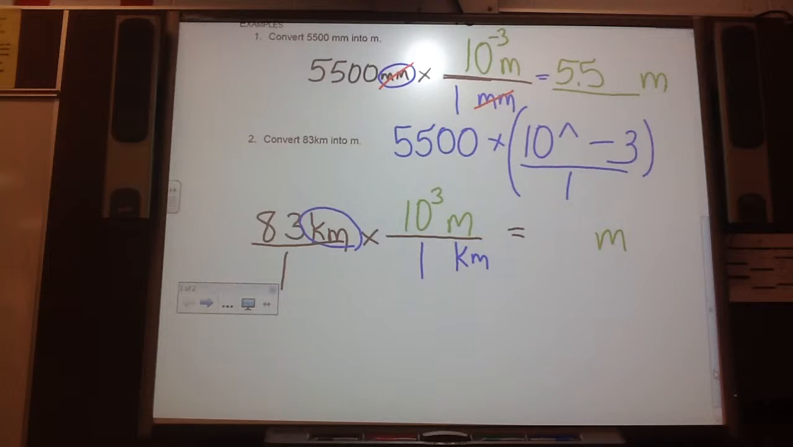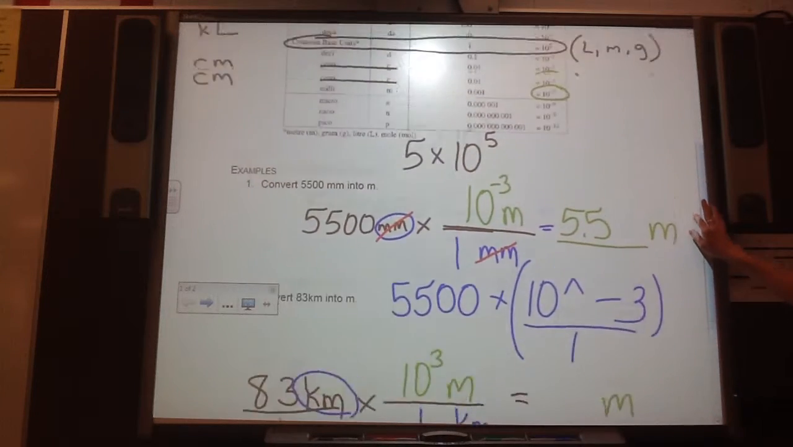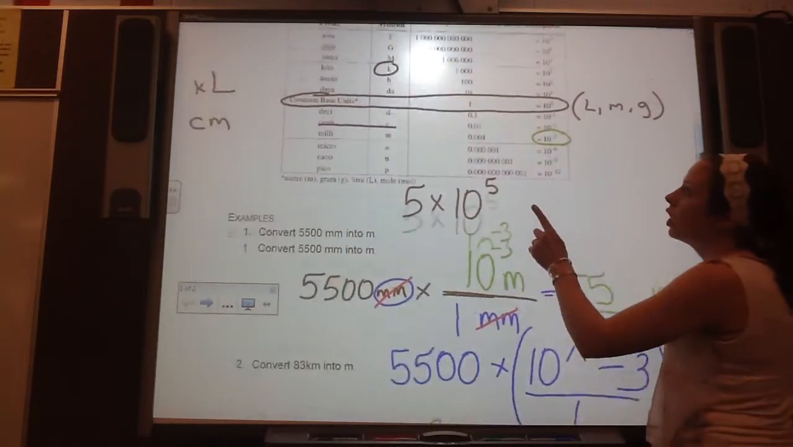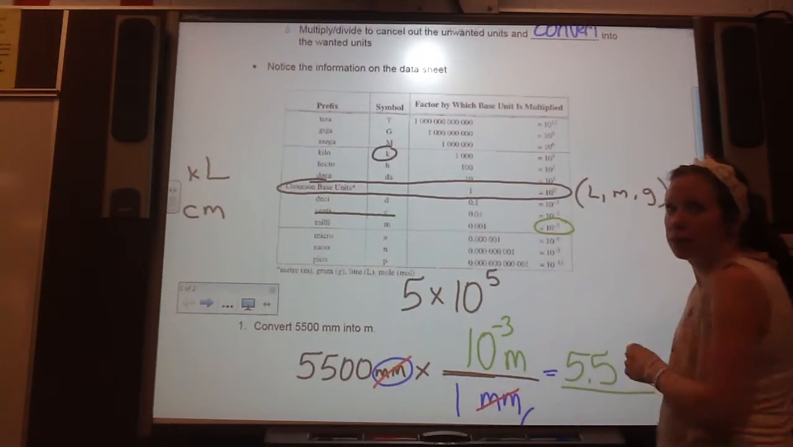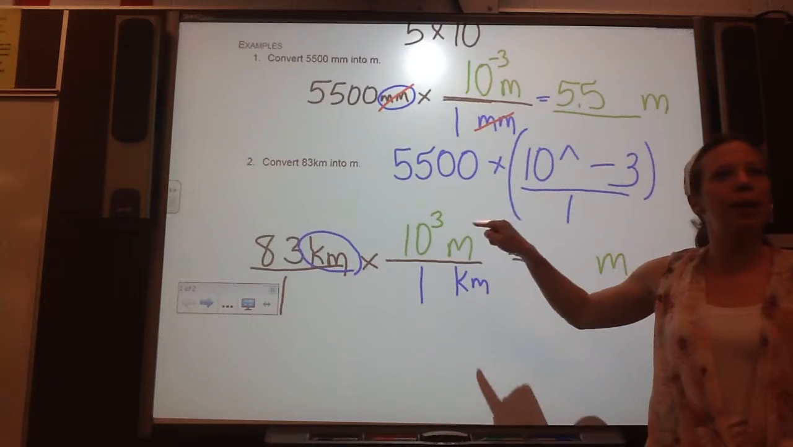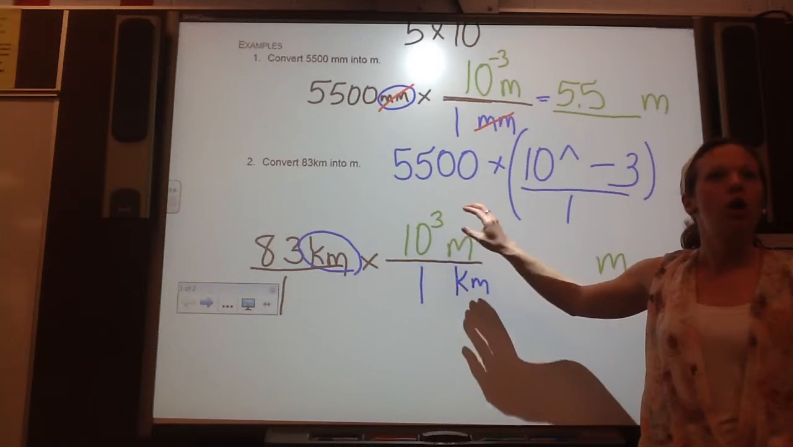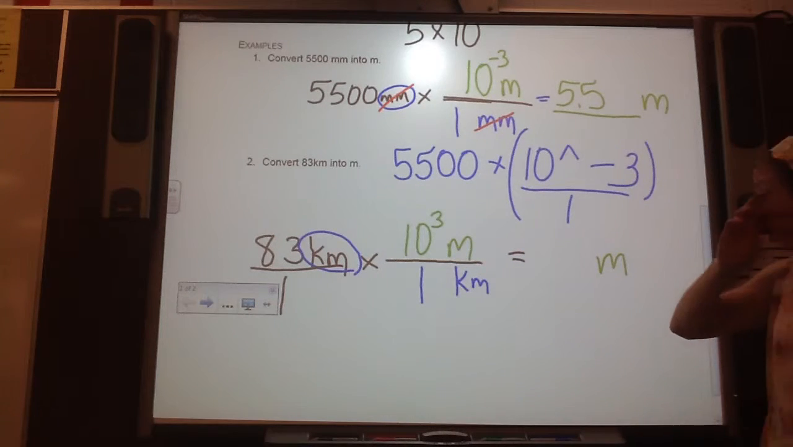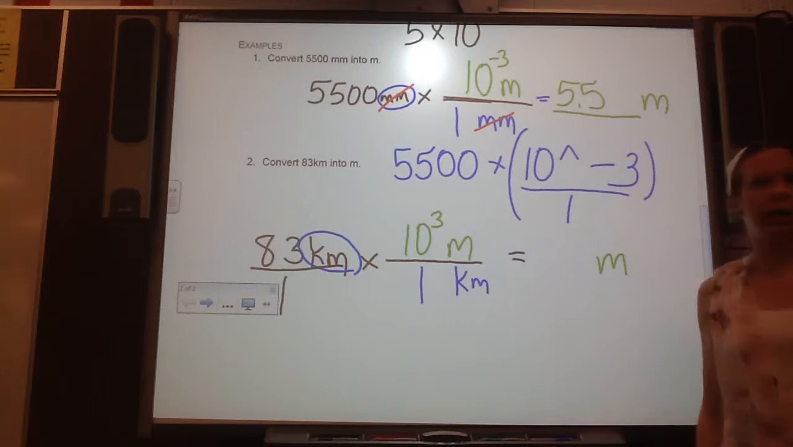So what did you look at again? You looked at your kilometers, you looked at that little 10. So, did everybody see that? When I was trying to figure out kilometers and meters, meters is my base unit. So I looked at the kilo, 10 to the power of 3. And the 10 to the power of 3 always goes with the base, or whatever the comparison is, goes with the base unit. Okay? So now, put that into your calculator.